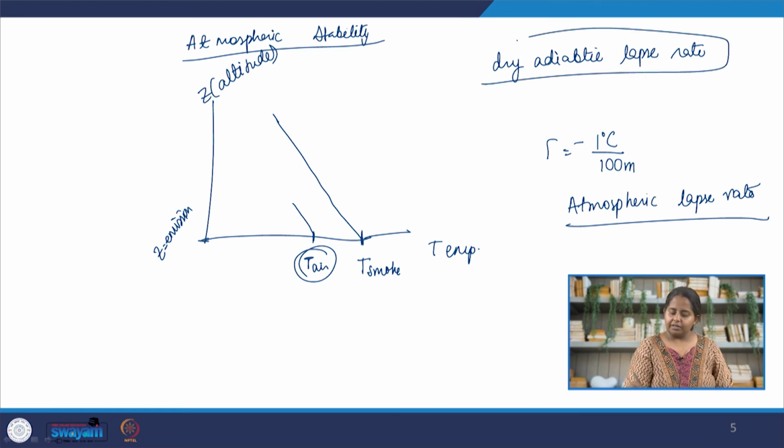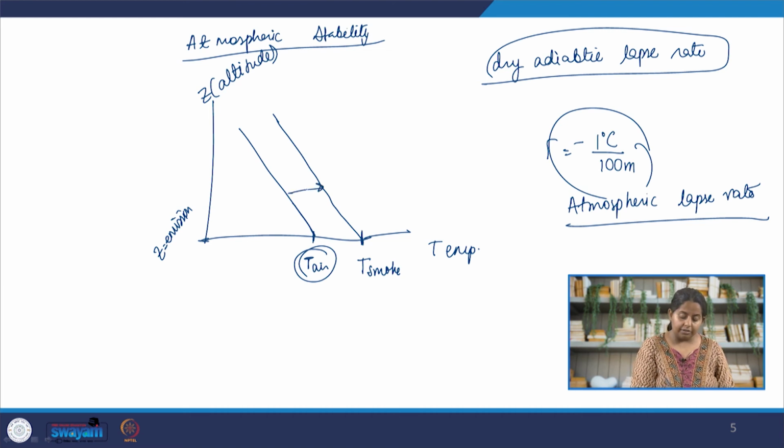Dry adiabatic lapse rate is roughly constant. Dry adiabatic lapse rate, which is loss of 1 degree Celsius per 100 meter. So the environmental lapse rate or the atmospheric lapse rate might be same as the dry adiabatic lapse rate, which is losing 1 degree Celsius per 100 meter. This is the case. So what will happen is, as the smoke rises, the del T, the differential in the temperature, will remain same. So the thermal buoyancy will remain the same, so the smoke will rise normally.